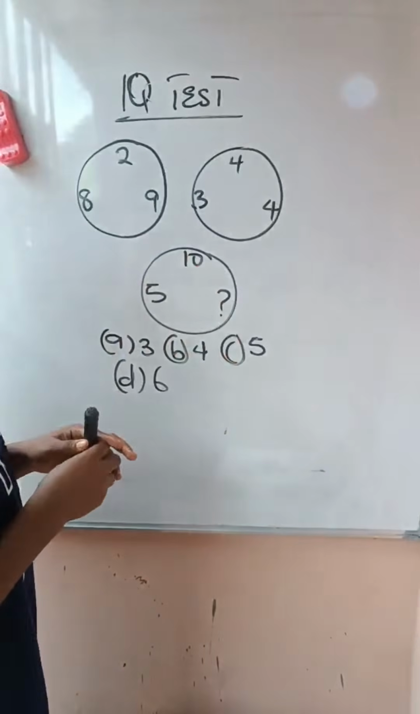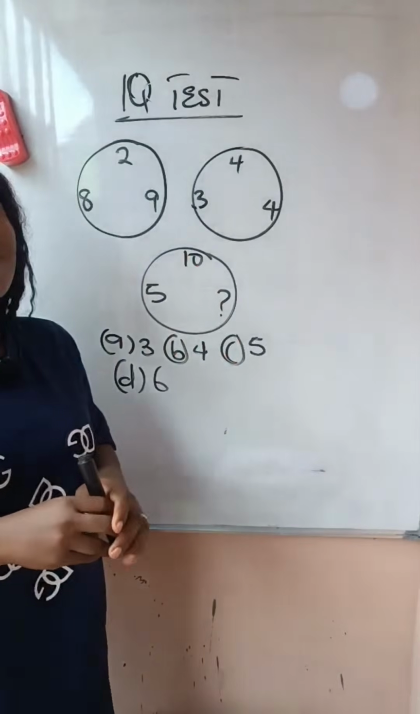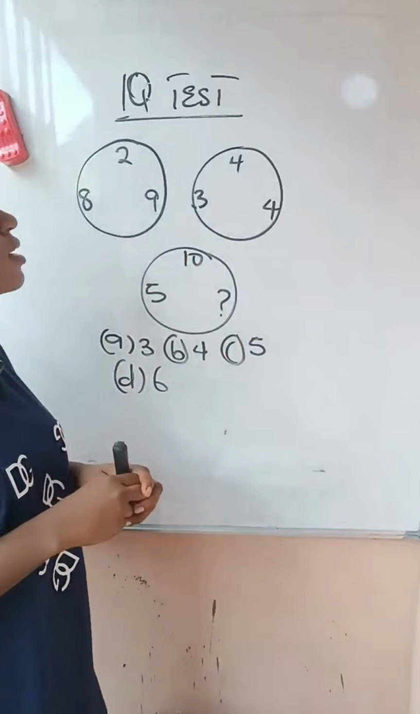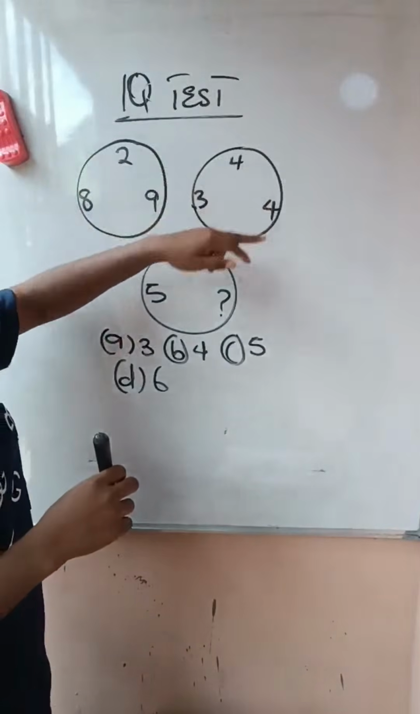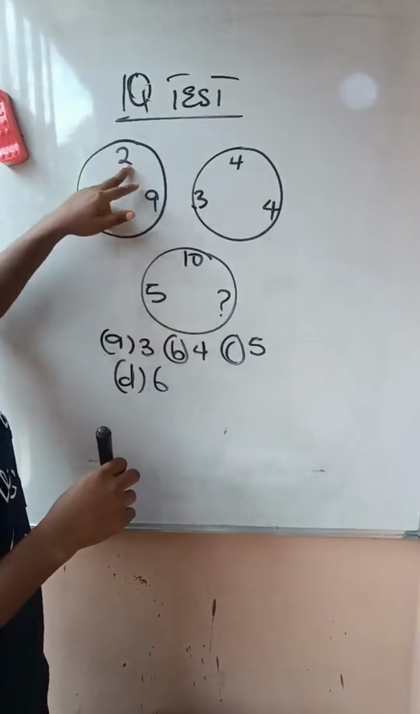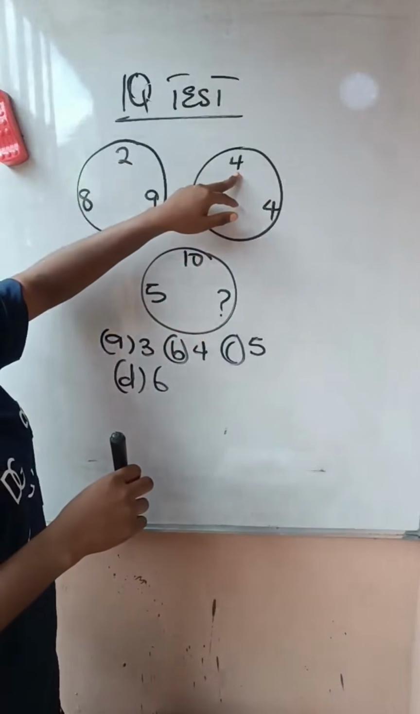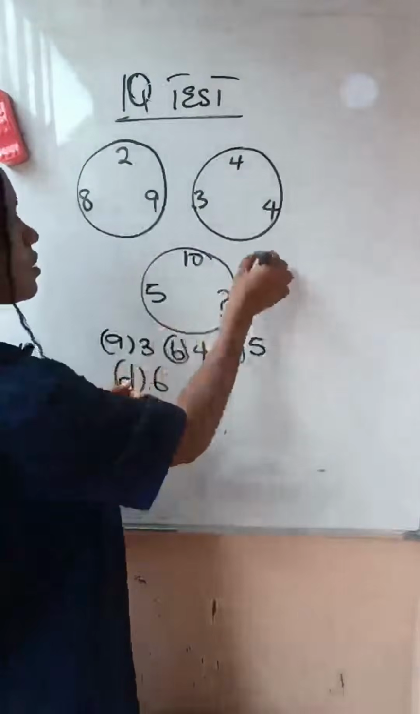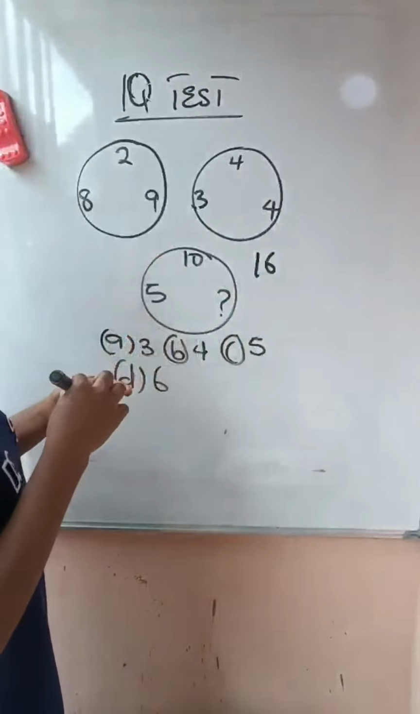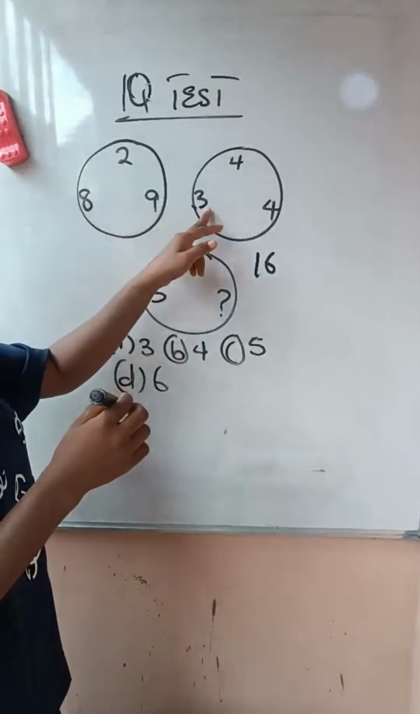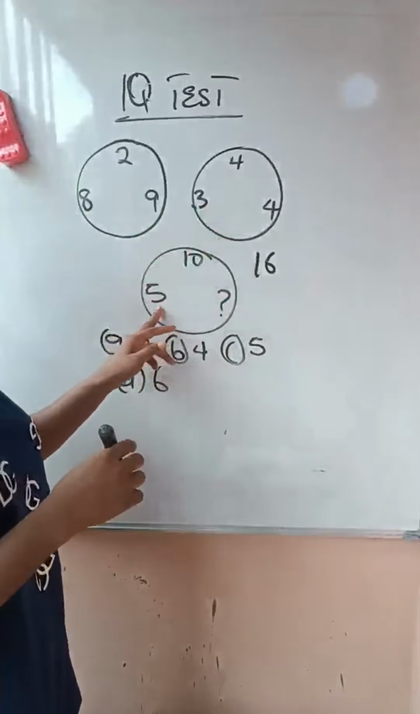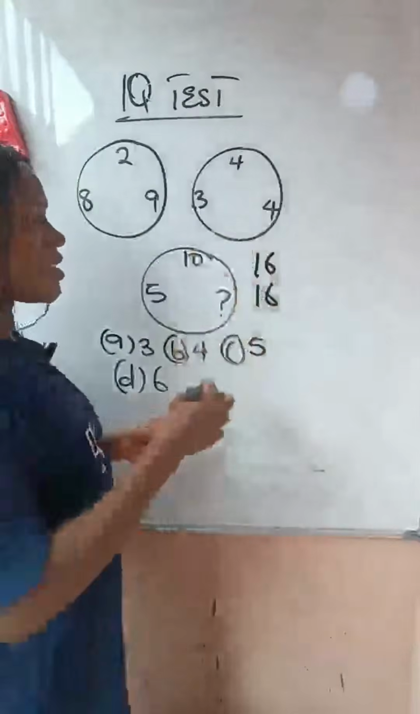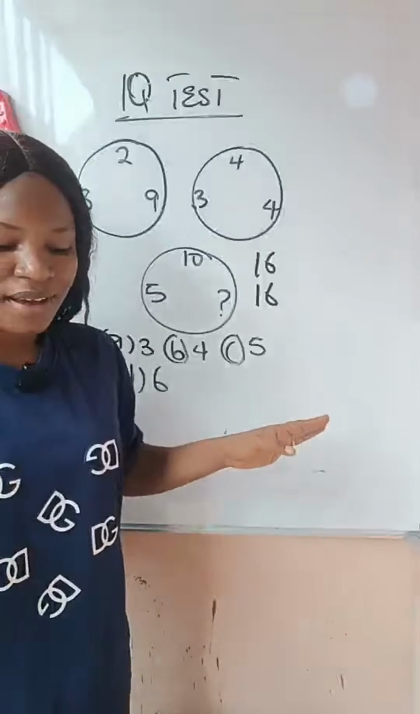So thinking outside the box, let's check the numbers in the same position. All right. So for this, we have 2, we have 4, and we have 10. So 2 plus 4 is 6, and 6 plus 10 is 16. All right. So we have 8 plus 3 is 11, and 11 plus 5 is 16. So I think with this, the pattern is now very clear.